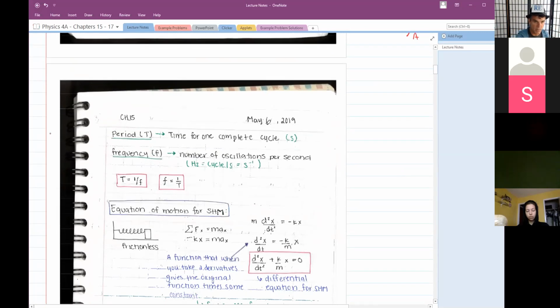Period, just like we've seen before, is just a time, and it's how long it takes for one complete cycle. And then frequency, just like we've had before, is the number of oscillations per second. So if something is oscillating back and forth 10 times a second, the frequency would be 10 hertz. The time for one cycle would be 1/10 of a second. So frequency and period are inversely related. Frequency is 1 over period. Period is 1 over frequency.